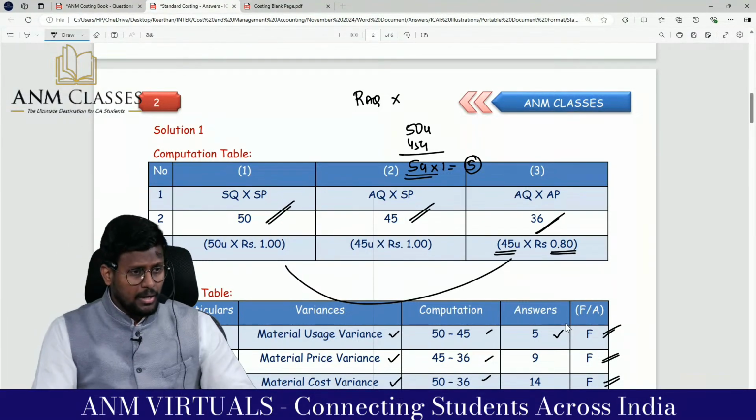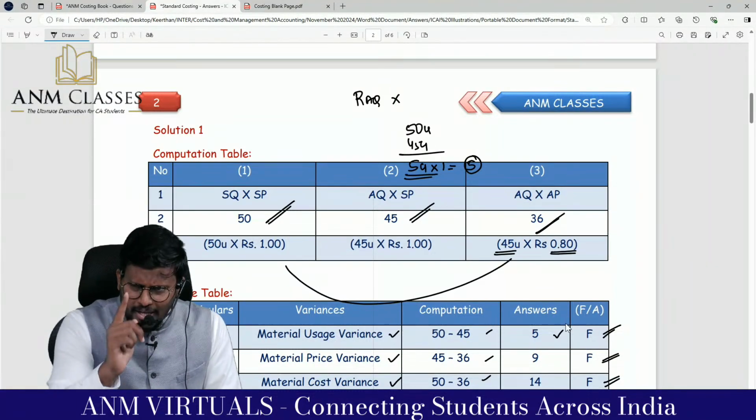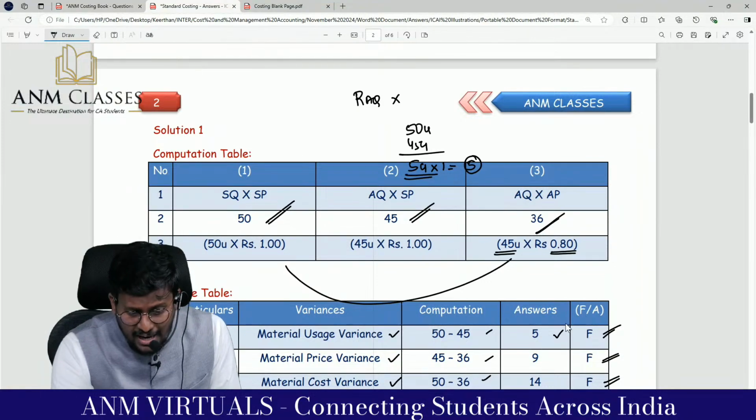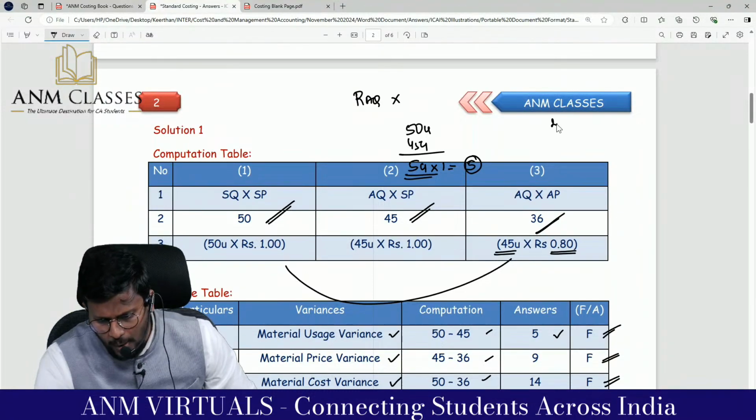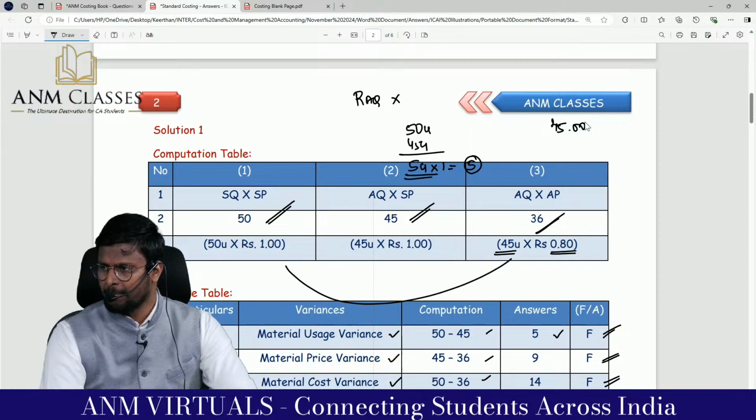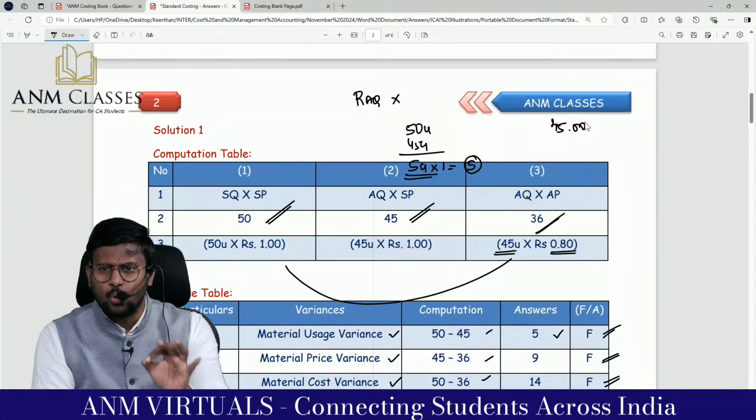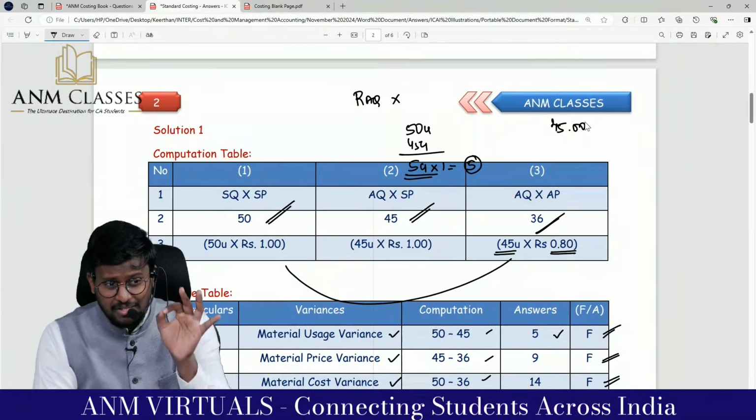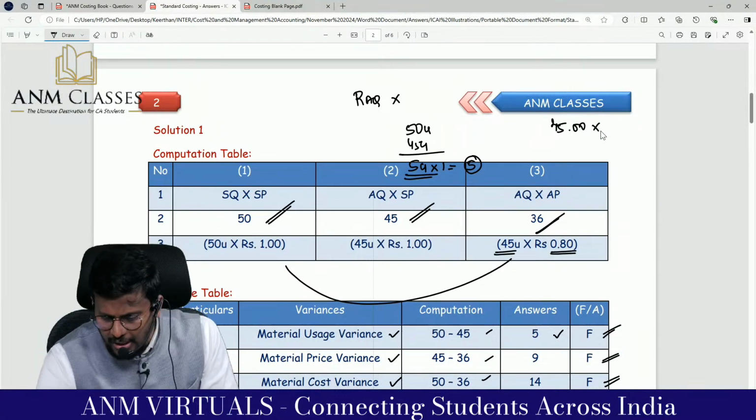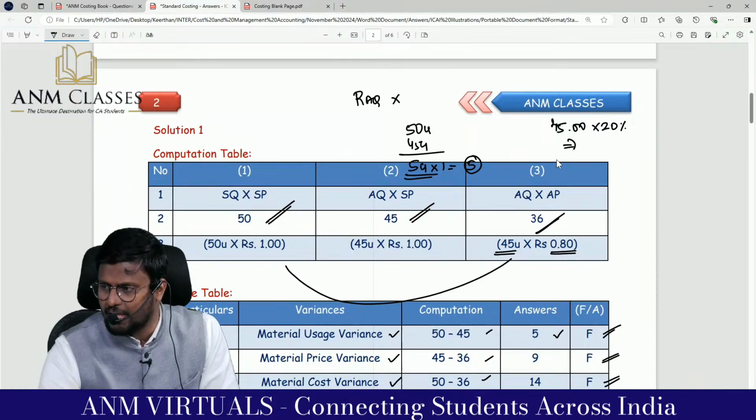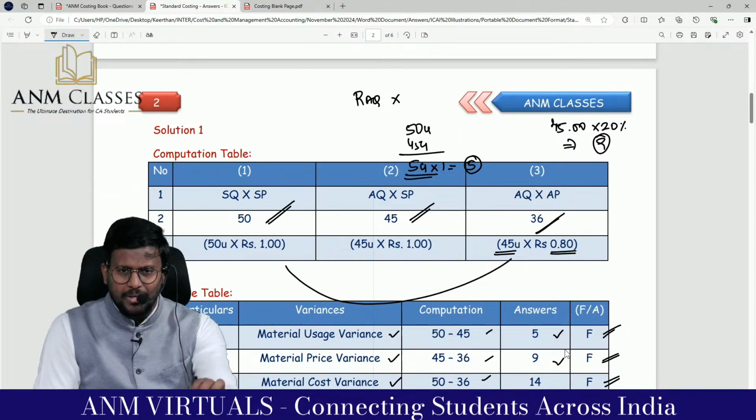Comfortable? Now don't talk about standard. Come to the actual. Actually I have used 45 units. I would have purchased that 45 units at 1 rupee. So 45 into 1, 45 rupees I should have incurred. But I have not incurred 1 rupee. I have incurred only 80 paise. That means I have saved 20 paise. So 45 into 20 paise, or 20%, comes to how much? 9. That's why material price variance is 9 rupees favorable.